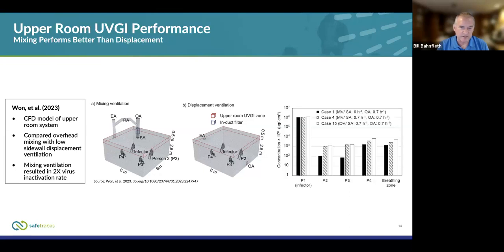And what you see in the results on the right is that the black bars representing mixing at 6 air changes have by far the lower overall exposure. That's a logarithmic scale on the vertical. And we also see a significant difference between even an overhead mixing at minimum outdoor air system and a displacement system. So we conclude here that there's at least a 2x benefit to mixing based on this research that we did. Next.